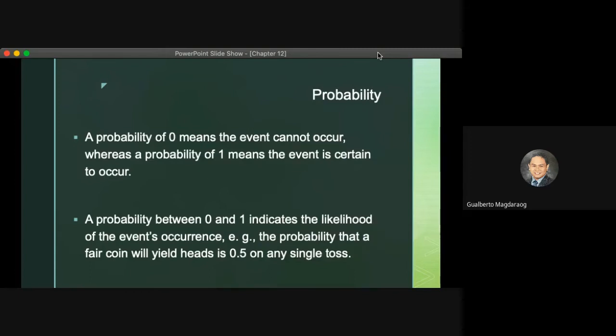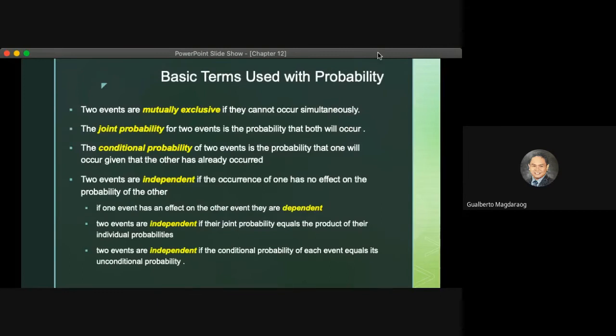Okay, before we go to the application of probability, we need to first be acquainted with the terms used in probability. These are the terms: mutually exclusive, joint probability, conditional probability, independent, and dependent. So when we say mutually exclusive, two events are said to be mutually exclusive if they cannot occur simultaneously.